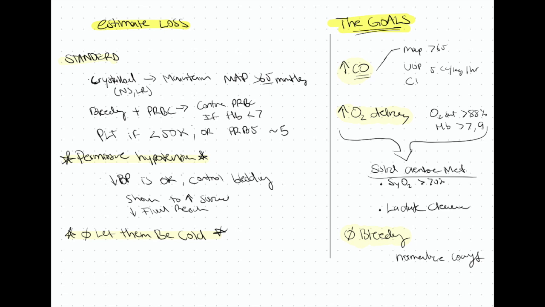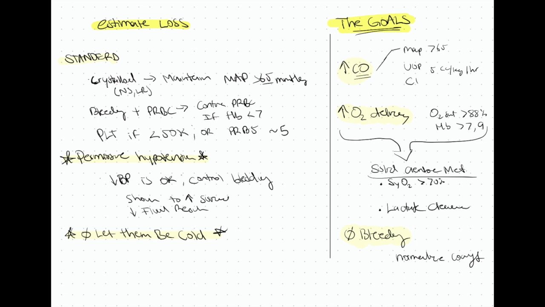The goals. Let's talk about the goals, how you know that what you're doing is working. You want to keep an eye on the cardiac output. You want to maintain a MAP of over 65 millimeters of mercury. You want to watch the urine output. Make sure it's at least 0.5 cc's per kilogram per hour. You want to ensure adequate O2 delivery. How are you going to check that?